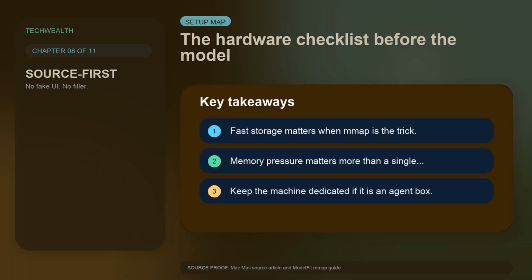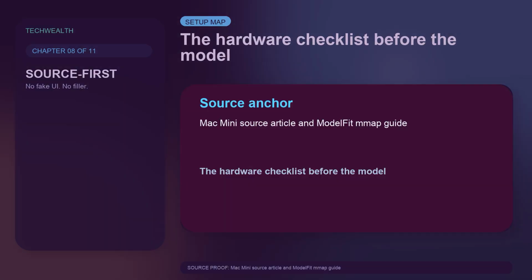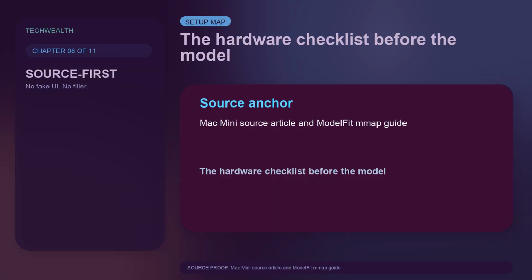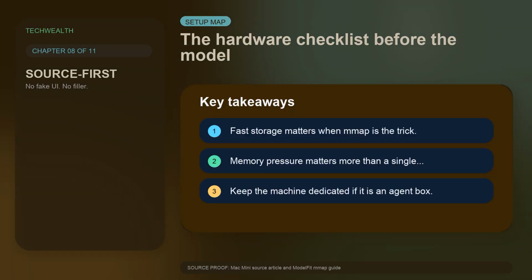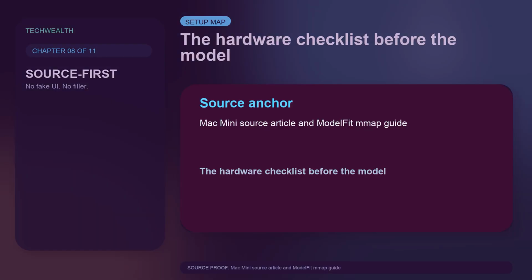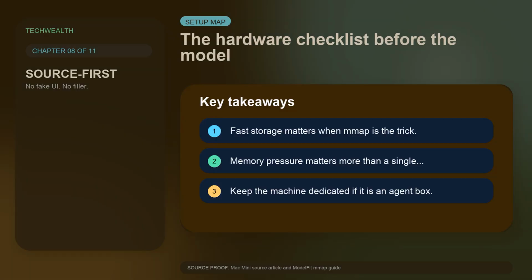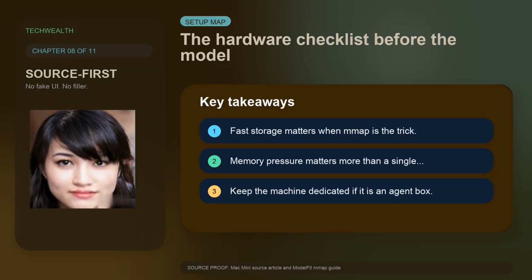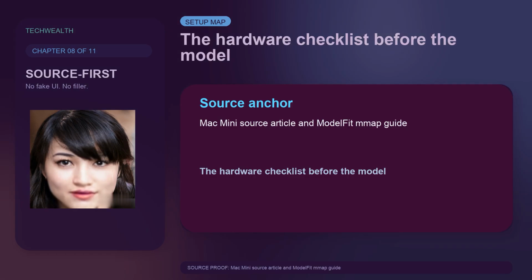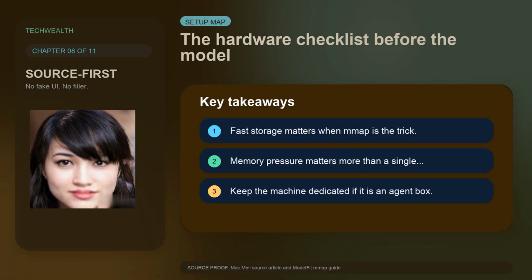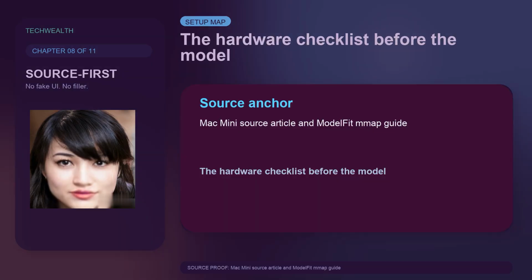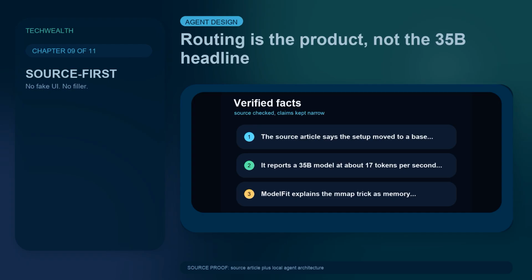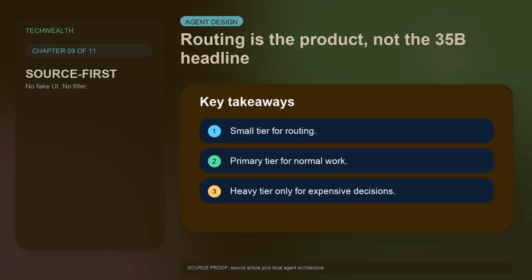Before anyone downloads a model, the hardware checklist comes first. This setup depends on a base M4 Mac Mini with 16 gigabytes of memory and fast local storage. If memory mapping is part of the trick, storage speed and system pressure matter. If the machine is also running a browser, screen recorder, Slack, and a pile of background apps, the margin gets worse. So the first real setup step is not the model name. It is making the Mac Mini a clean local inference box, watching memory pressure, watching swap, and keeping logs for real tasks. The headline is 35 billion parameters, but the product is routing.